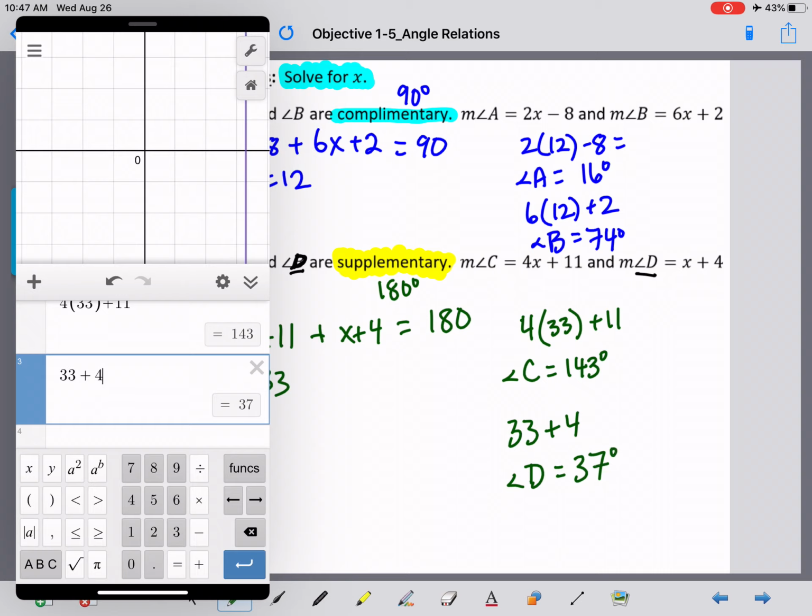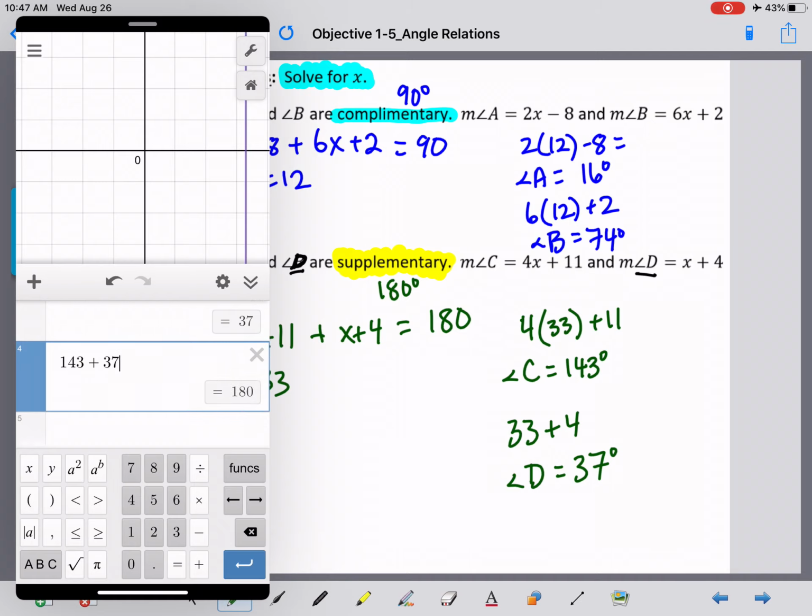Now, what could I do to double check myself? Any ideas? Yeah, I want to stop and make sure that I typed it into the calculator correctly. But if I know that angle C and angle D are supplementary, and I know the values of those angles, what could I do with those two angles to double check? Yes, you most definitely could. I would take 143 degrees and I would add it to 37. And it should equal 180 by definition because those two are supplementary.